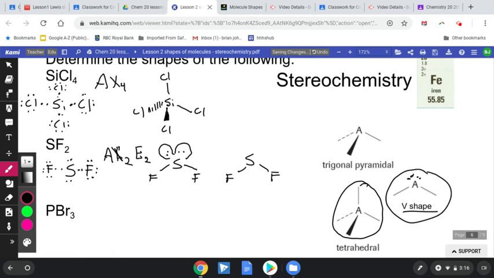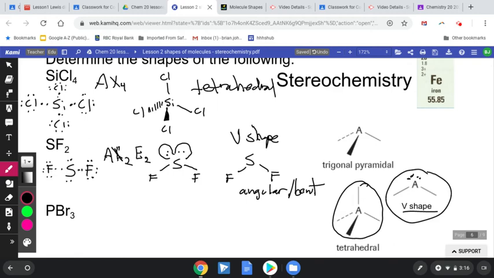If you're naming these, you should be able to write down the names as well. Tetrahedral and V shape, or bent or angular. They all work.